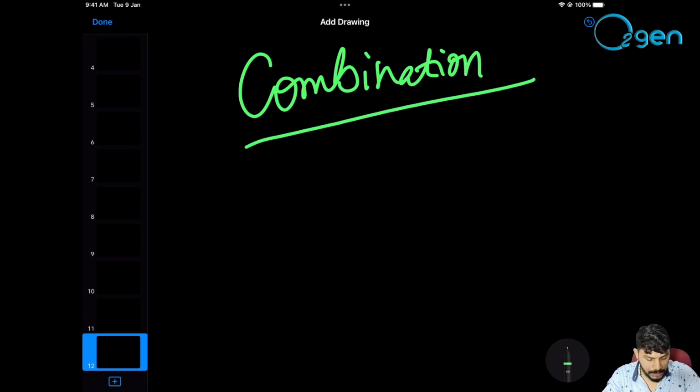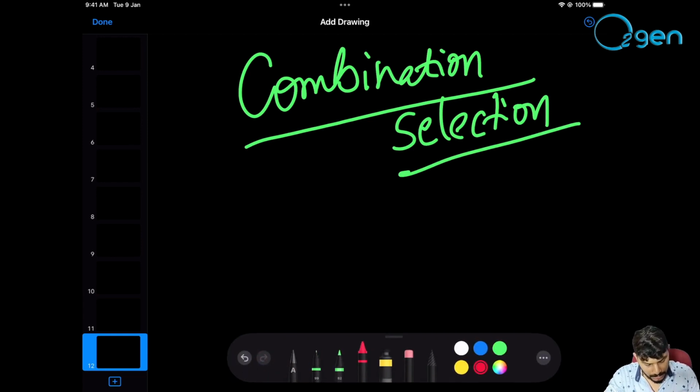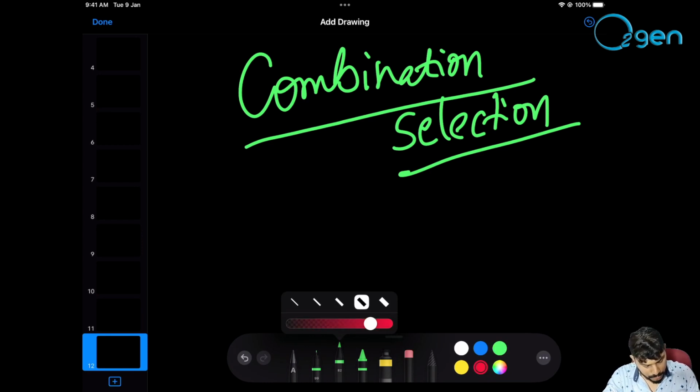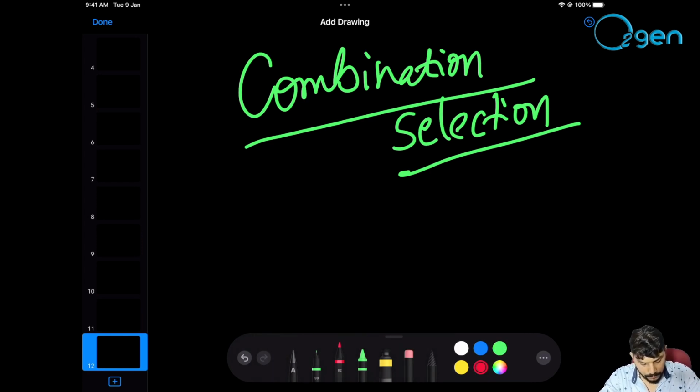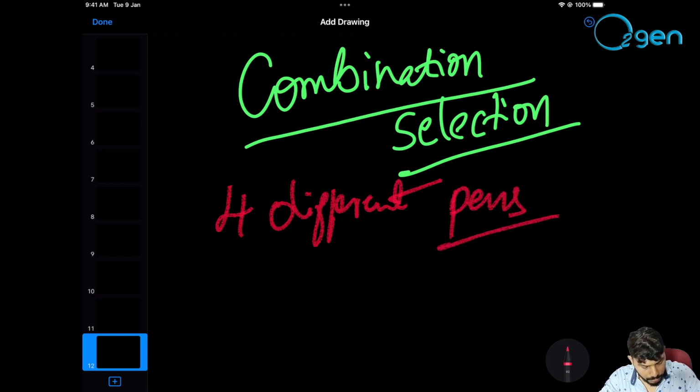Combination is nothing but selection. For example, there are four different pens.